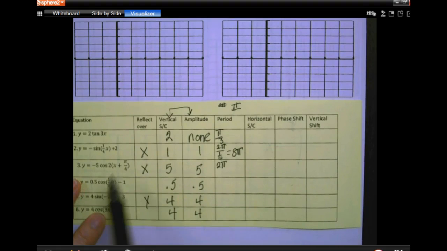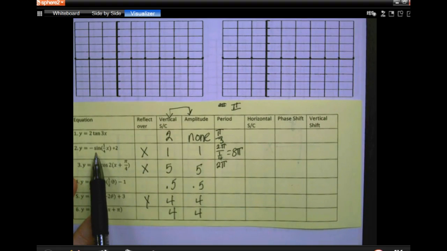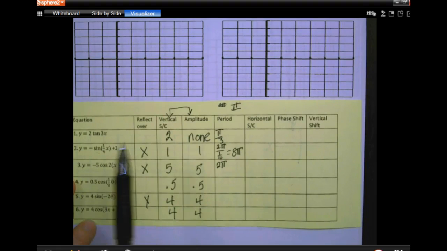What's the period for sine? It's not x, ever. 2 pi. Sine is always 2 pi. Sine and cosine are always 2 pi. And tangent is always pi.